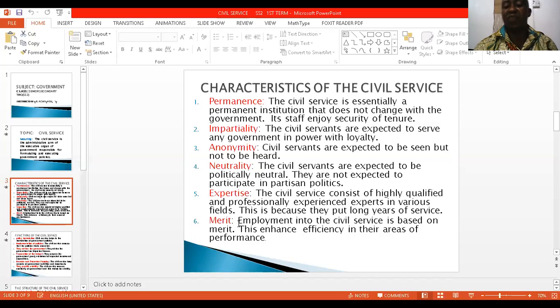You don't just employ anybody you see. The work that a graduate will do, you employ somebody that finishes SS3. The person may not get it right. Yes, that's the essence of the merit. Okay.